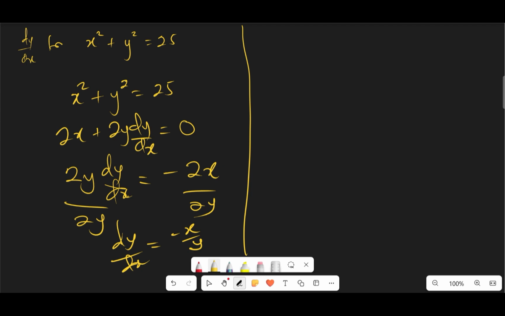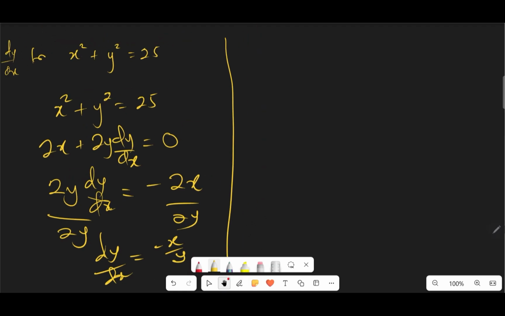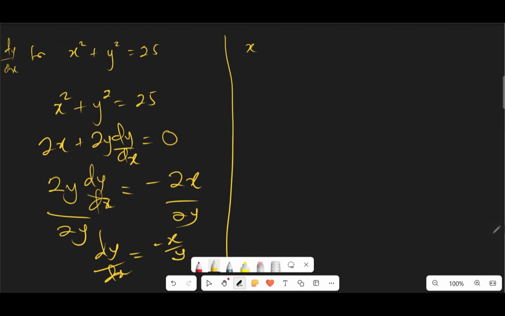Now let's look at a situation whereby they are mixed. X and y are mixed together. So let's pick a question like x squared y plus y cubed being equal to 10. X squared y plus y cubed is equal to 10.